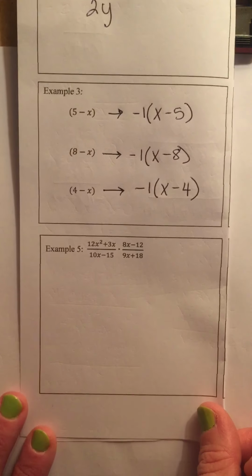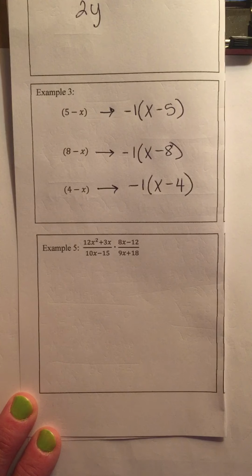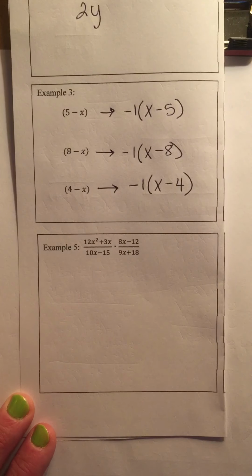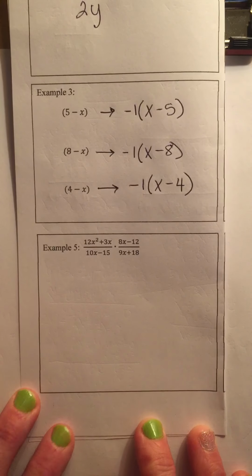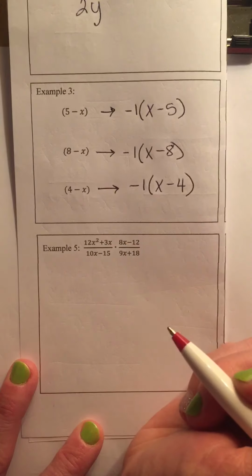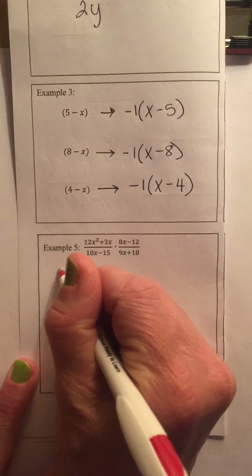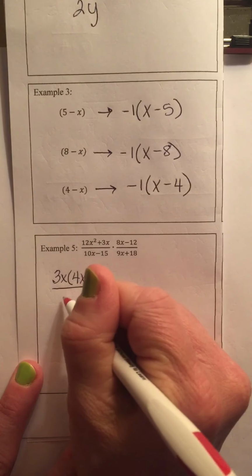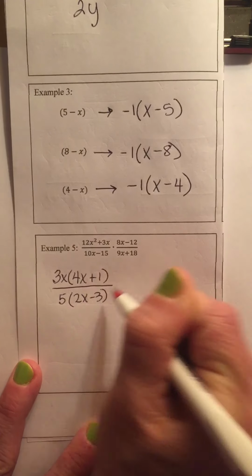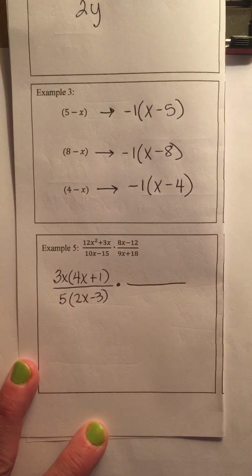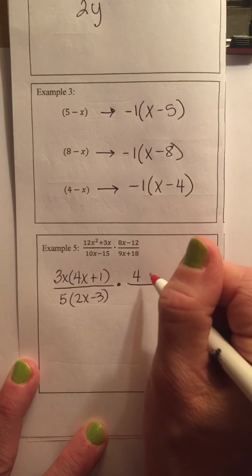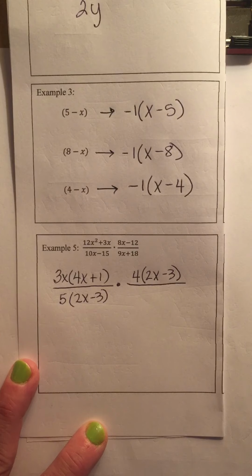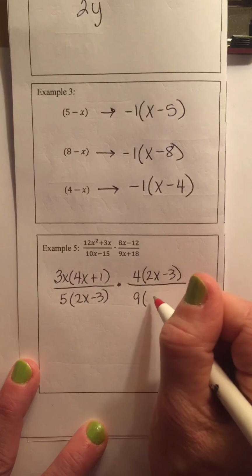Example 5. We're going to do some serious factoring here, so be careful. 12x squared plus 3x divided by 10x minus 5 times 8x minus 12 divided by 9x plus 18. Factor each part individually. So the numerator here, 12x squared plus 3x, we can factor out a 3x. It's going to be times 4x plus 1 divided by, factor out a 5 times 2x minus 3 times, on the other side, I'm going to factor out a 4 times 2x minus 3. And in the denominator, we can factor out a 9 times x plus 2.